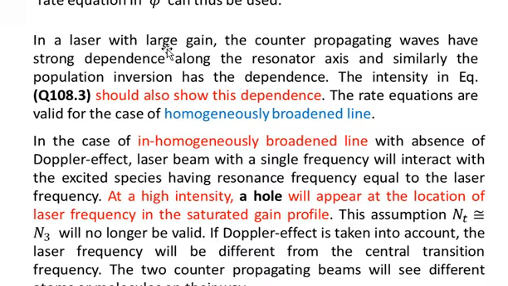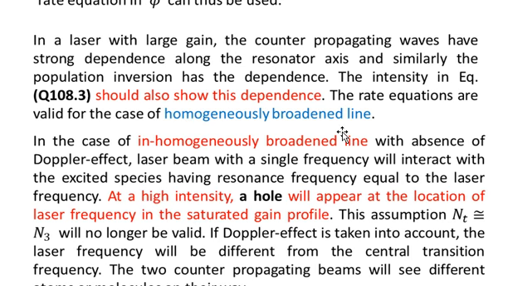So you see that we have not discussed the large dependence, that is, when the gain is very large, equation number 3 does not say anything about that. So if we are talking about a very large gain, the intensity in equation number 3 should also show this dependence. The rate equations are valid for the case of a homogeneously broadened line.